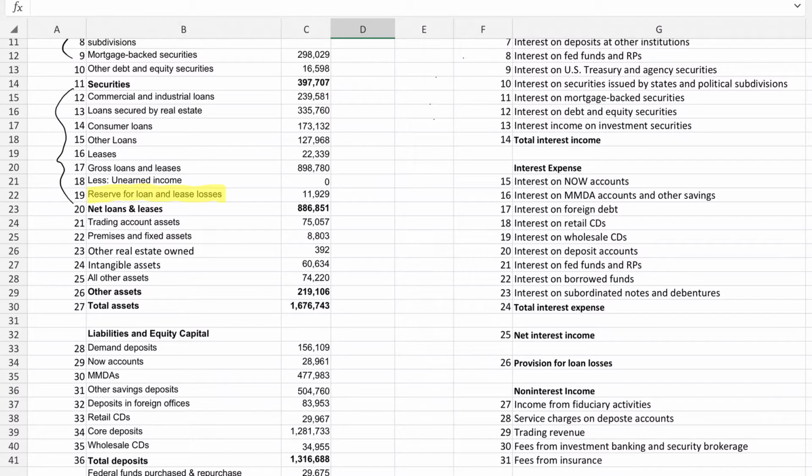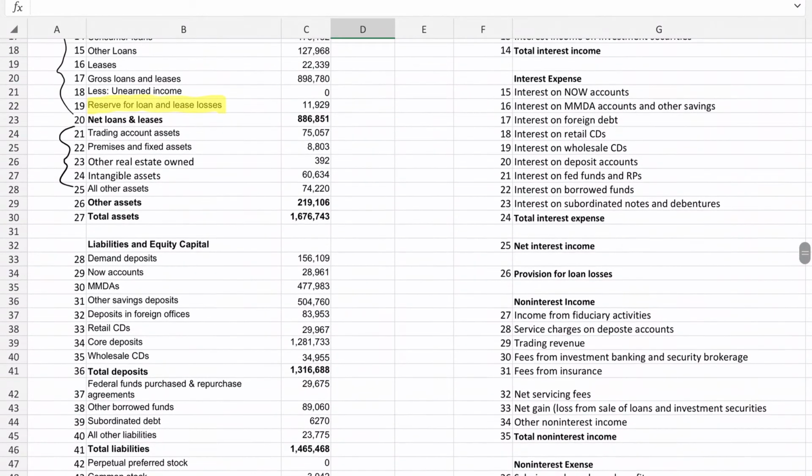And then we have our other assets. Some other assets being your trading account assets. You also have your premises and fixed assets. You do see the word premises on your quiz. Premises just represent buildings, your other real estate owned and so forth. But those are the assets for Bank of America.